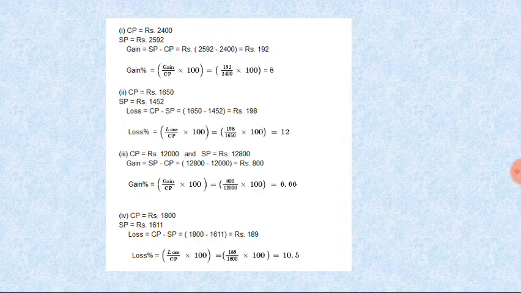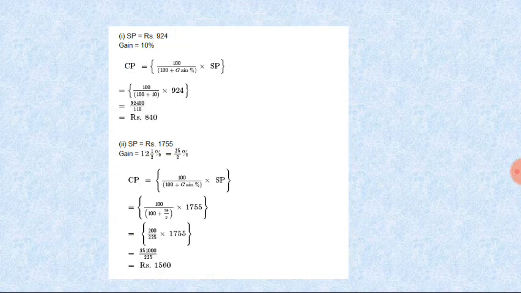Cost price is equal to rupees 1,800. Selling price 1,611. Loss is CP minus SP, 1,800 minus 1,611. So loss is 189 rupees. Loss by CP into 100. 189 divided by 1,800 into 100. 0 cancel. So loss percentage is 10.5%.